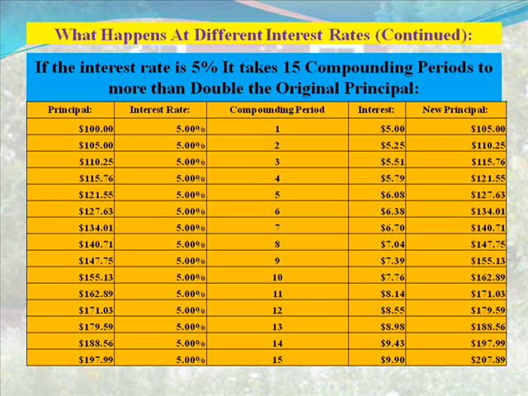Now to continue, if the interest rate is 5%, it takes 15 compounding periods to more than double the original principal. See where in year 1, start with $100 principal, and in year 15, at 5% interest, we have a new principal of $207.89. So it took that long at 5% to double, a little more than double, the original principal.